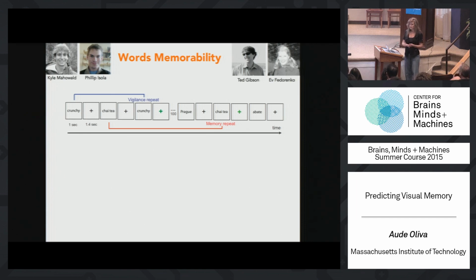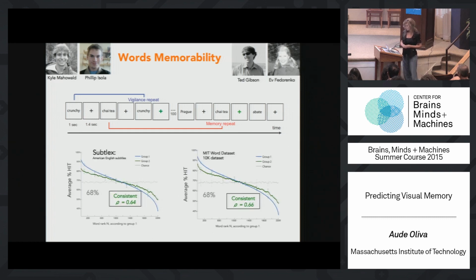Again, there's no reason to believe high consistency will be found, but we ran the study twice with two different data sets, again 10,000 items, and two different data sets of words, and we again find very high consistency: a collection of words were systematically remembered by people and others were forgettable. This work, done in collaboration with Mahoma, Dizola, Gibson, and Fedorenko, is under submission.